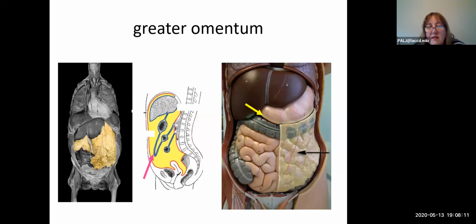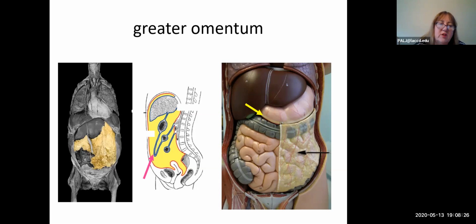and it completely covers all of the small intestine and the large intestine anteriorly. So when we open the abdomen, it's not like on the TV shows where the guts just spill out all over. You've got this structure covering it. It's called the greater omentum. Yes, you can live just fine without it.